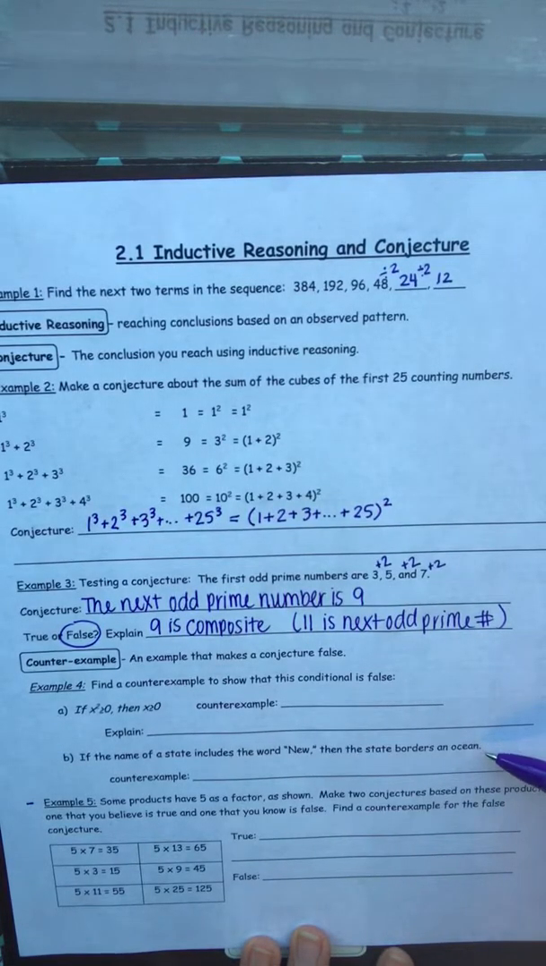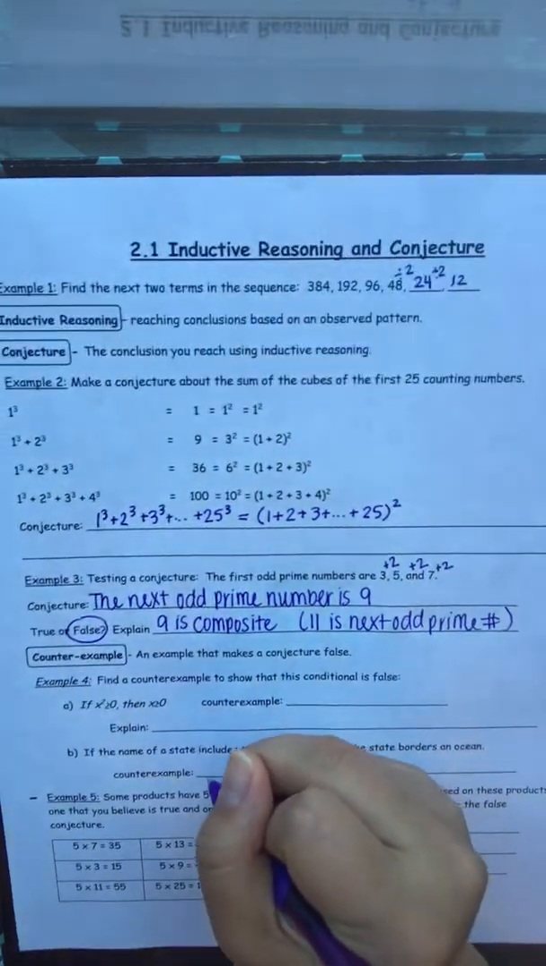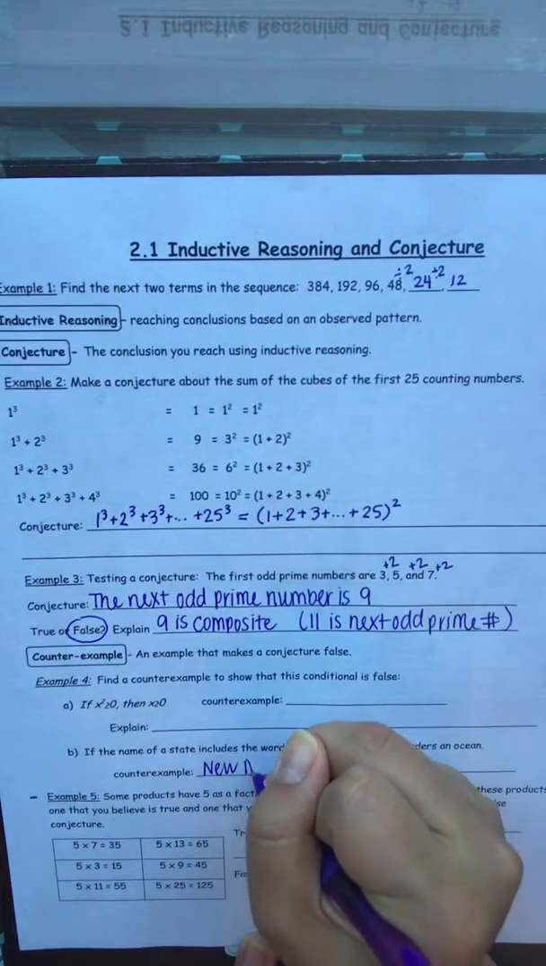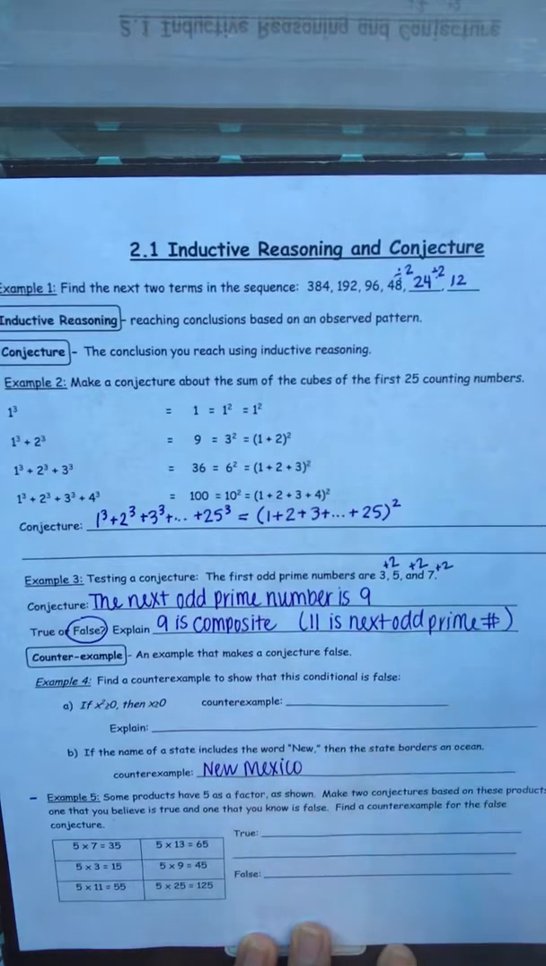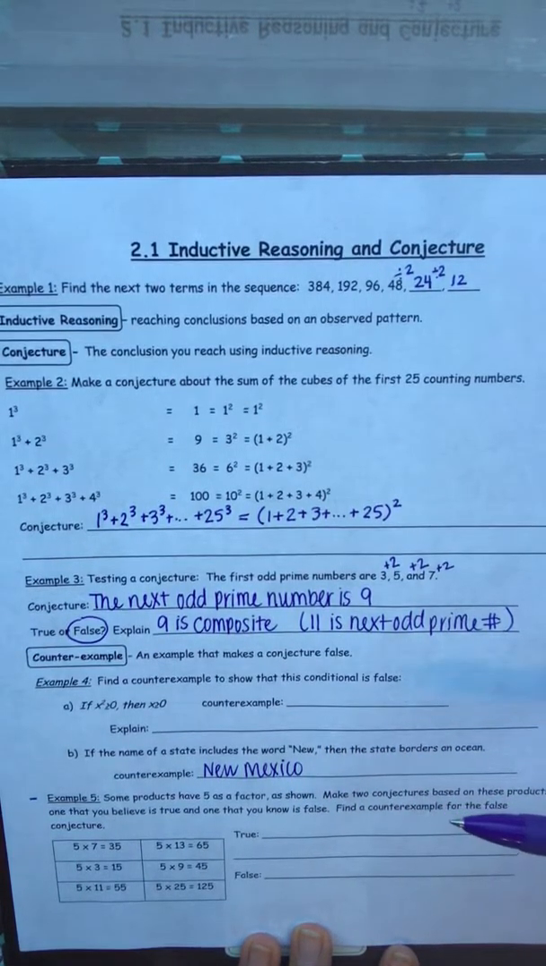And if you know your geography, New York and New Jersey do in fact border the ocean. We're looking for the state that does not fit this rule. And there's one of them, New Mexico. So New Mexico serves as our counterexample because it basically shows that this rule doesn't work all the time.